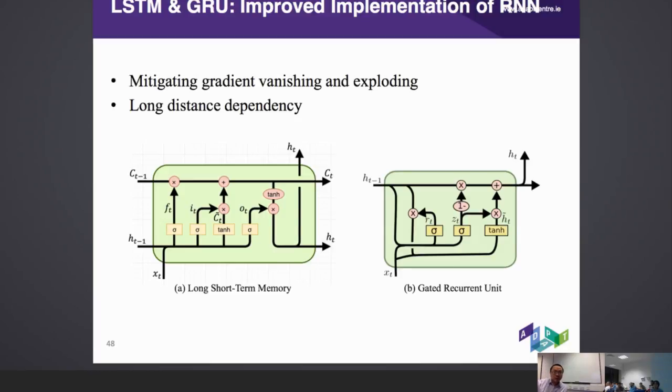So the simple RNN is not good enough. It has the problem of gradient vanishing and gradient exploding. So there are other versions of RNN proposed to solve this problem. The most popular ones are long short-term memory and gated recurrent unit.